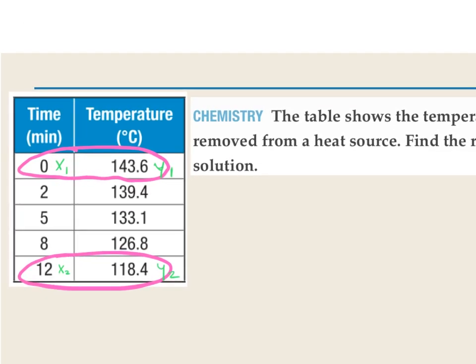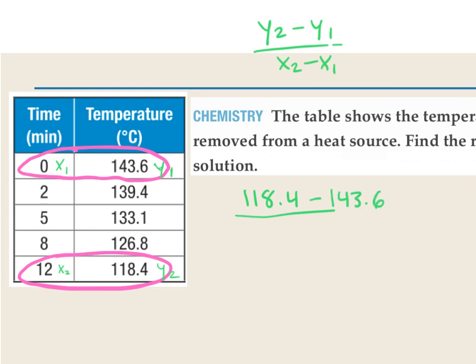We plug everything into our formula, which is y2 minus y1 over x2 minus x1. So our y2 is 118.4. Our y1 is 143.6. And then our x2 is 12, and our x1 is 0. So all I did was plug everything in.